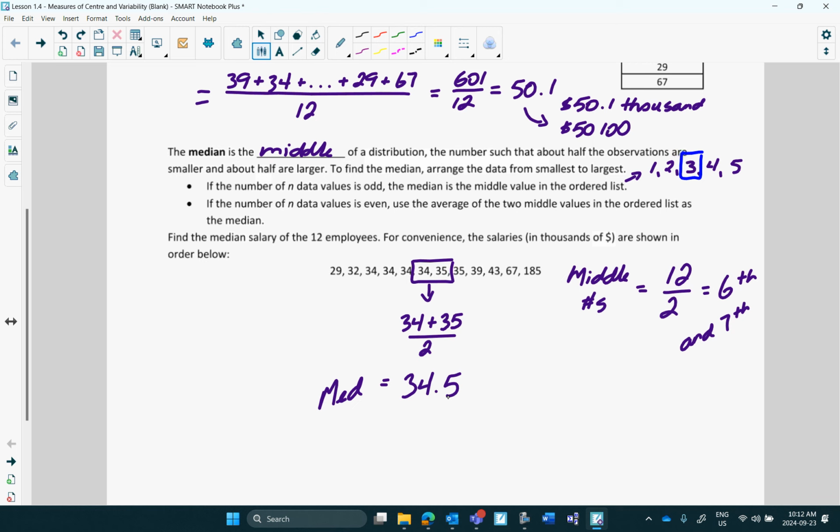And remember, it's either 34.5 thousand or 34,500. Those are our two main measures of center. And we'll talk about whether one is better than the other towards the end of this. So that's center.